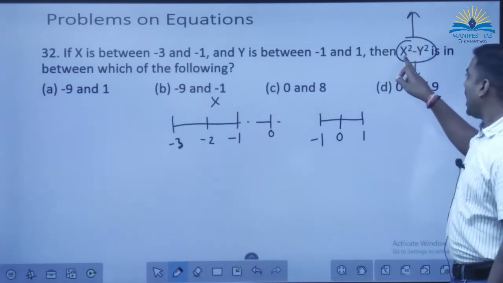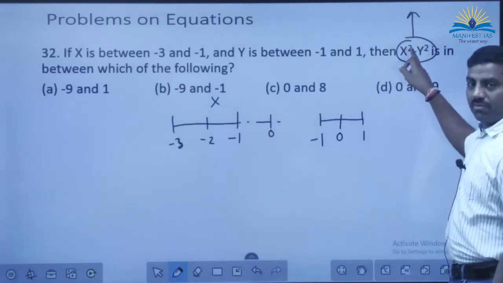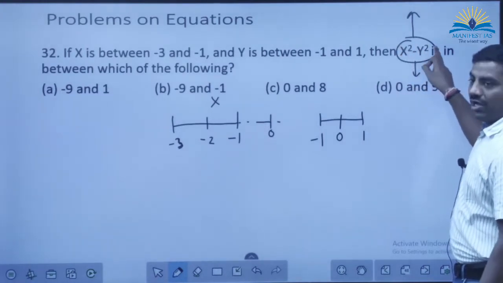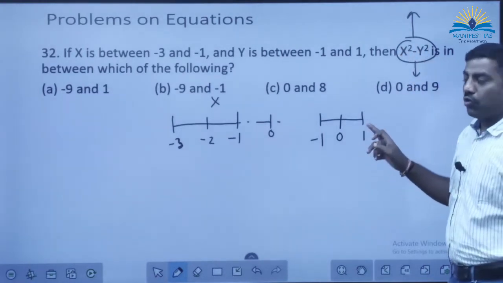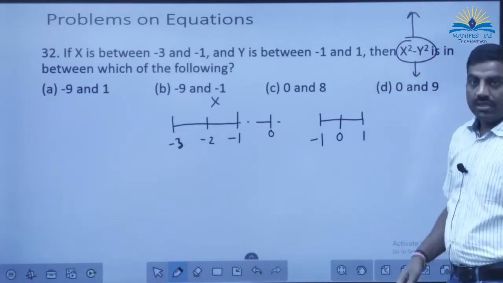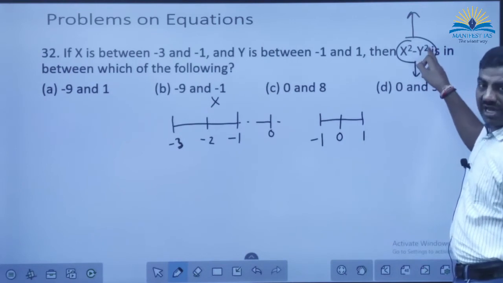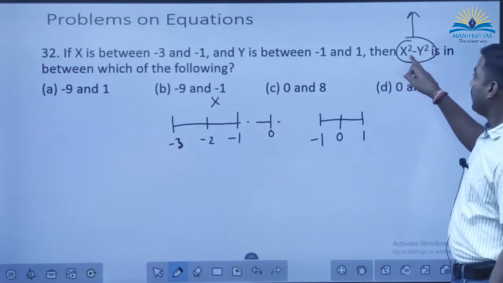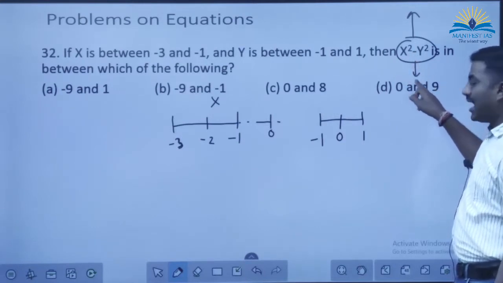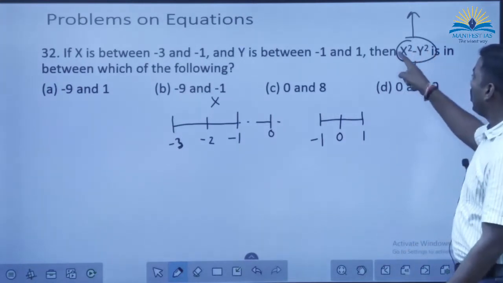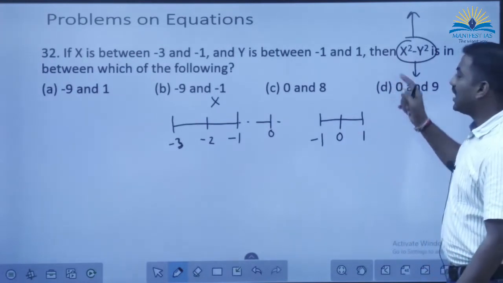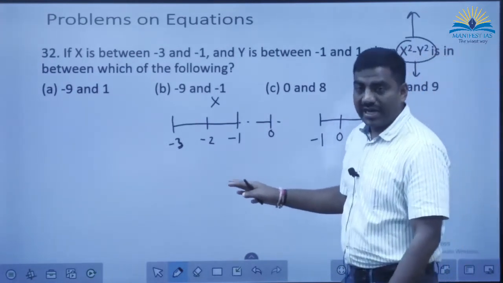Yes or no? I am subtracting y square from x square. I have to assume the maximum value for this and the minimum value for this. Then only I am going to assume the highest value for the entire equation. If I assume the highest value for y square and the lowest value for x square, then I am going to get the lowest value for the entire equation. Okay, so let us get the highest value of x square.